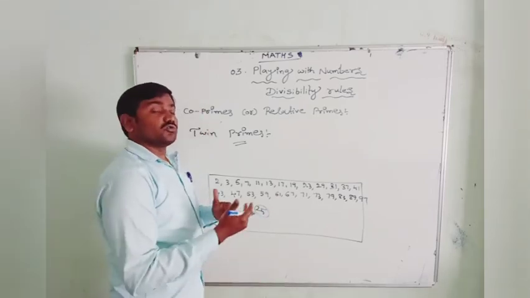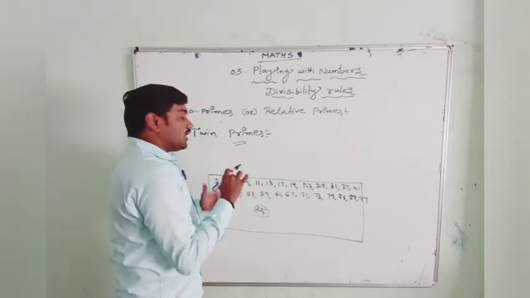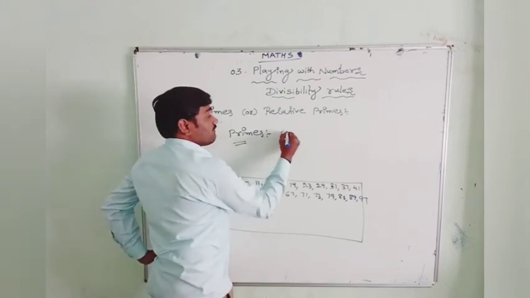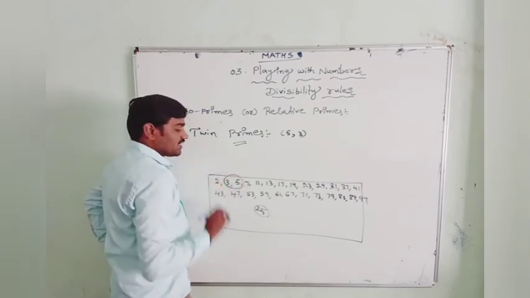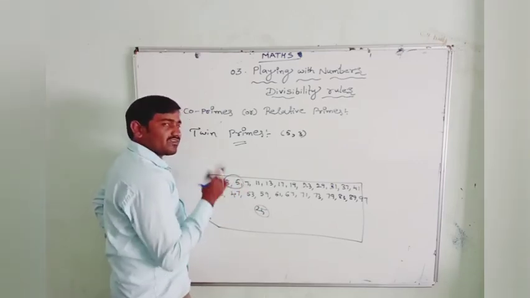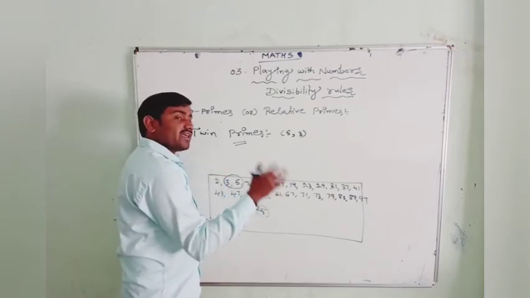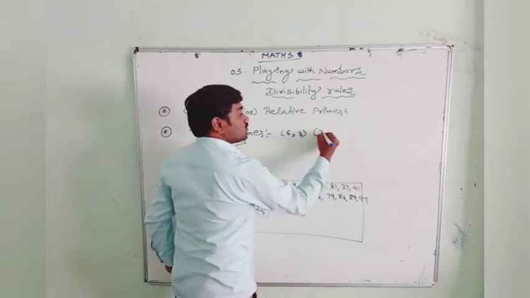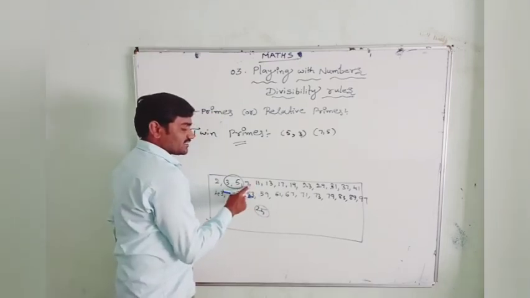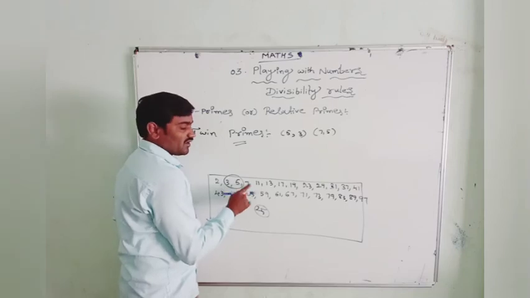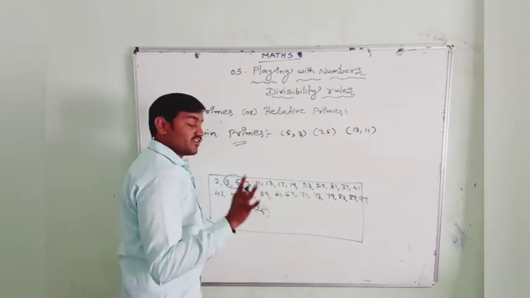If the difference of two prime numbers is 2, then they are known as twin primes. Here 5 and 3: the difference 5 minus 3 is 2, so 5 and 3 are twin primes. 3 minus 2 gives 1, so it is not a twin prime. 7 and 5 have a difference of 2, so 7 and 5 are twin primes. 11 minus 7 is 4, so it is not a twin prime. 13 minus 11 is 2, so 11 and 13 are twin primes.